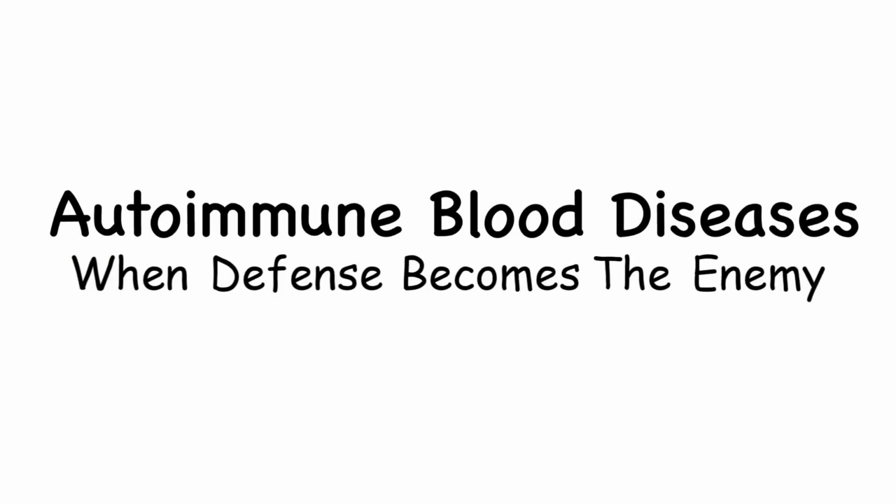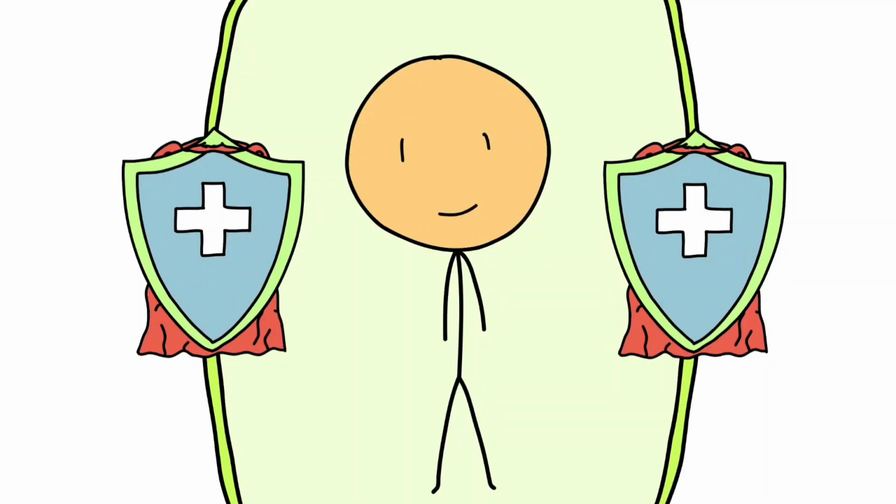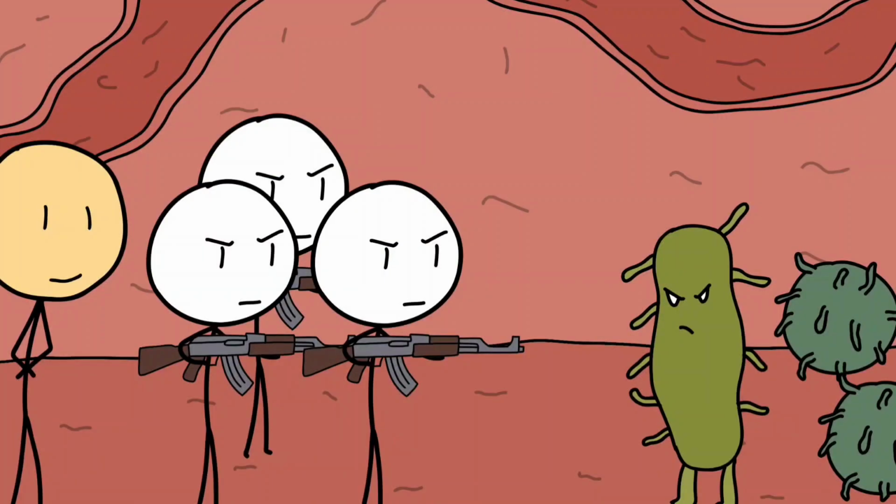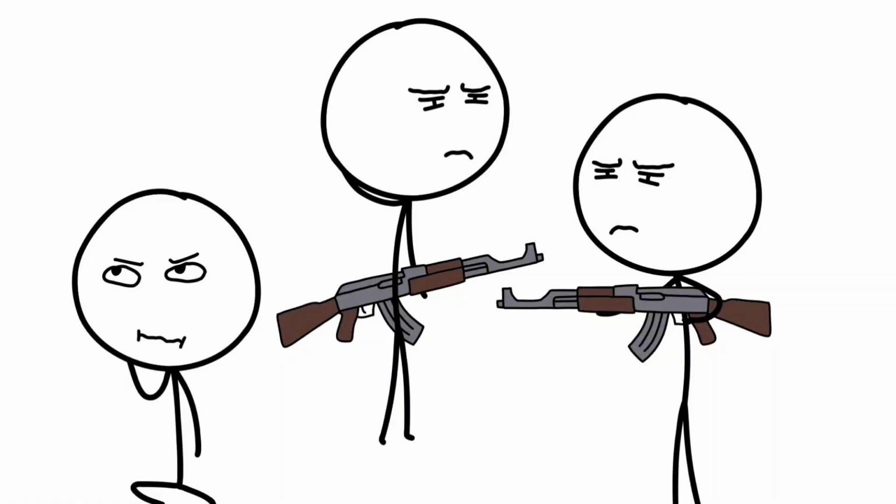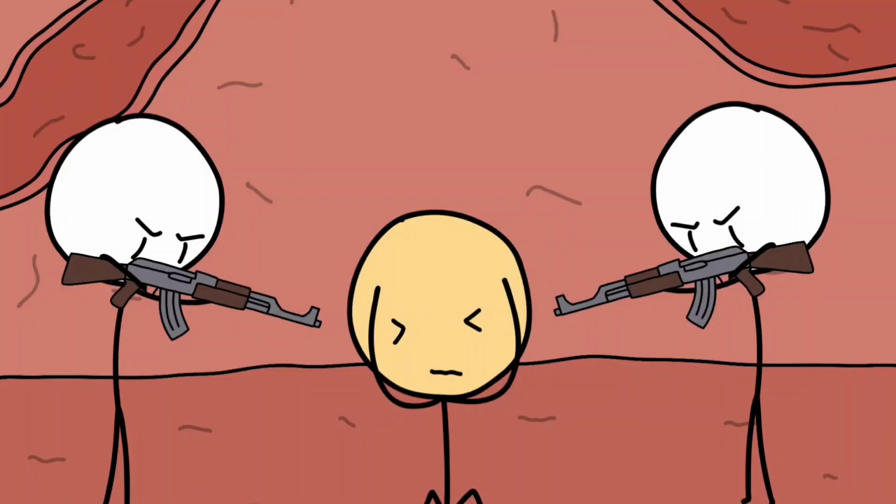Autoimmune blood diseases, when defense becomes the enemy. Your immune system is supposed to protect you, a loyal army defending your body from bacteria and viruses. But sometimes that army gets confused. It starts attacking its own citizens.